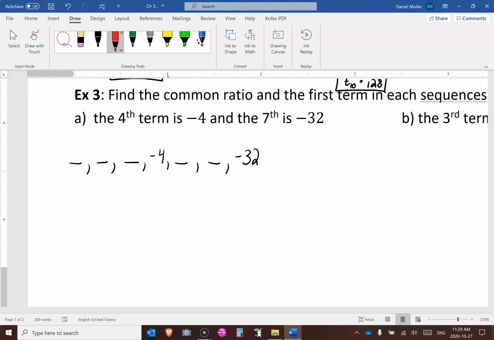There's no way I can take T1, I don't know it. My R from one to the next, I don't know it. How many terms are there? Well, I guess there's 7, so my N could be 7. So I'm missing a lot of information.